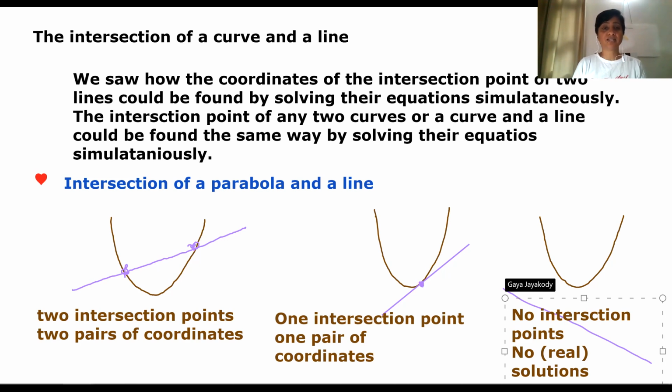Right, so you didn't tell me, is there a way of predicting how many solutions we are going to get? If I give you the parabola equation and the line equation, is there any way that you can tell me, without solving them, that these two are going to have two intersection points, or one intersection point, or no intersection points? Can you find that beforehand?